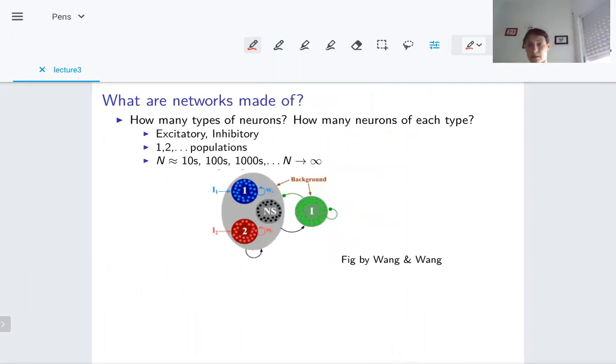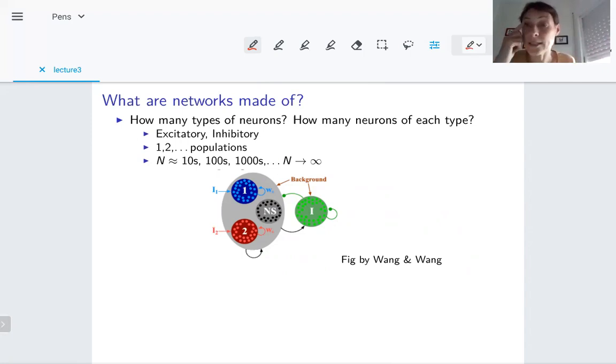So if we go back now to build our network, okay? At the beginning, I said that we need to decide how many types of neurons we are going to put, and also how many neurons of each type, in the sense that we need to decide how many populations of neurons we are going to have. We consider a population to be neurons of a certain type that interact and have connections with each other. These populations can be excitatory or inhibitory, in the sense that they can excite other cells or they can inhibit other cells.